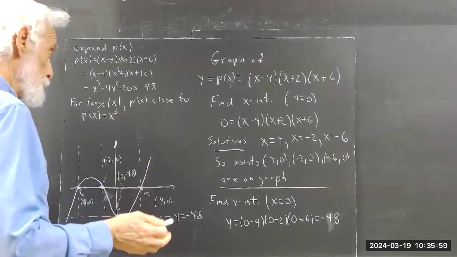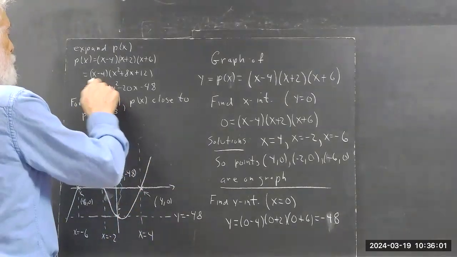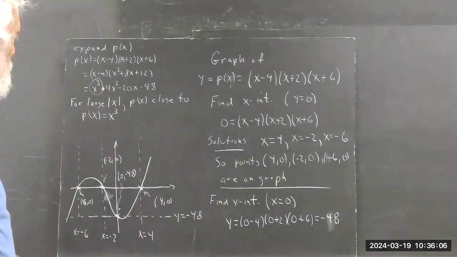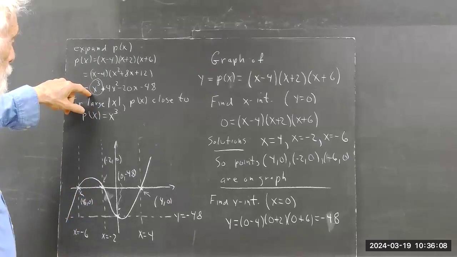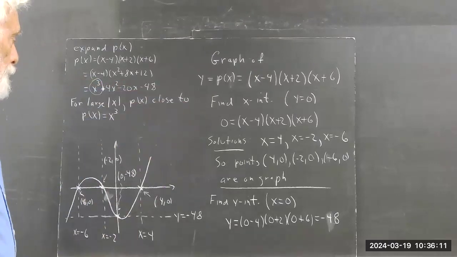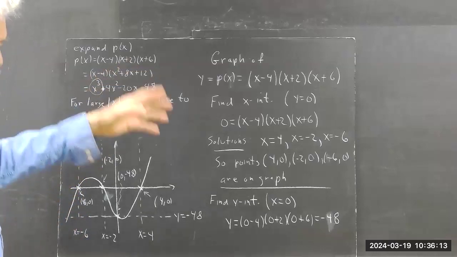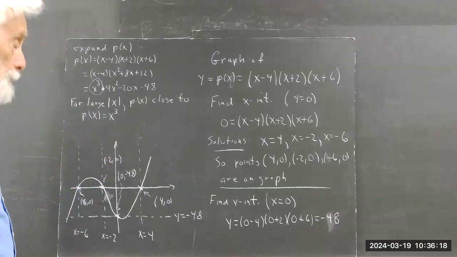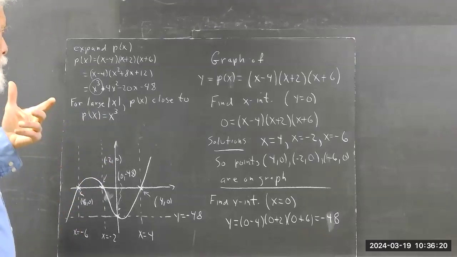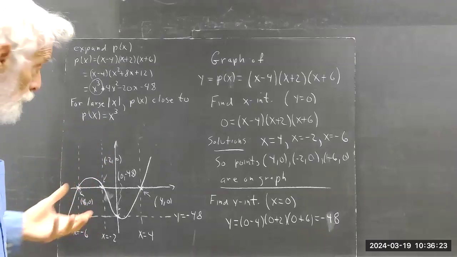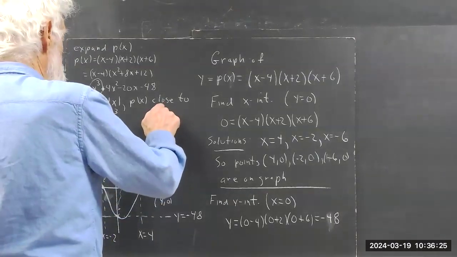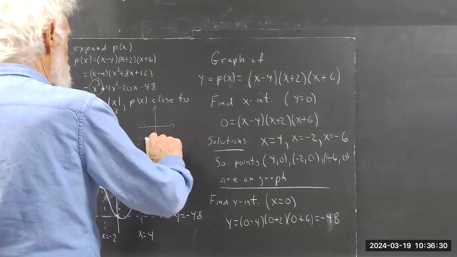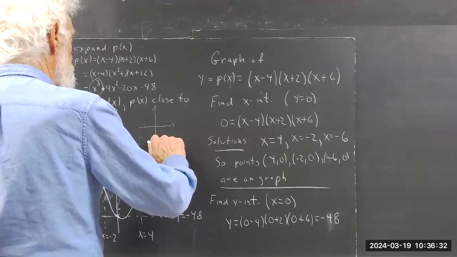If x is really big, p of x is close to just plain old x cubed, because if x is really big, x cubed is so much bigger than x squared or x or any of the other terms that they're not going to matter very much. So it's close to the graph of x cubed. Now, what's the graph of x cubed look like? Well, we know what the graph of x cubed looks like, at least I hope we do, because we constructed it. And the graph of x cubed looks like this.